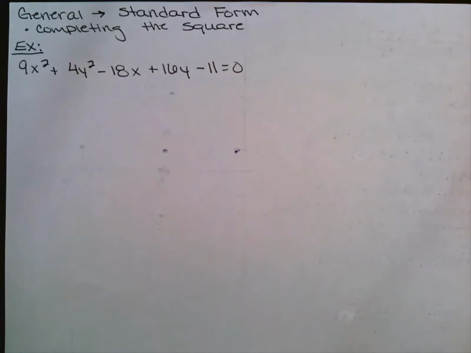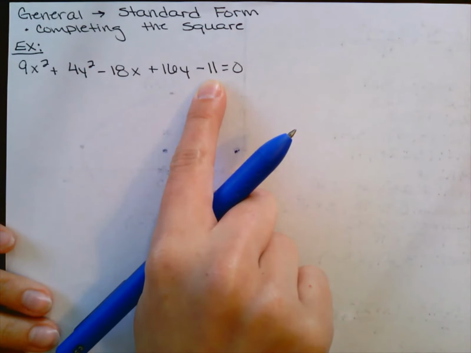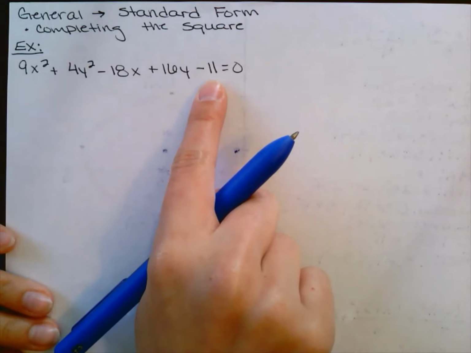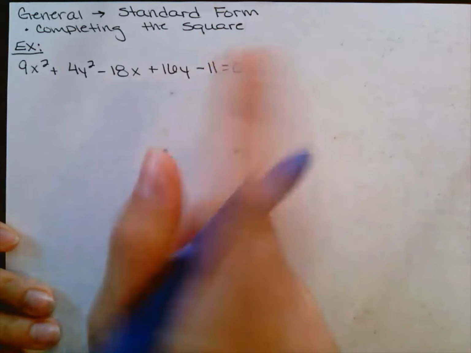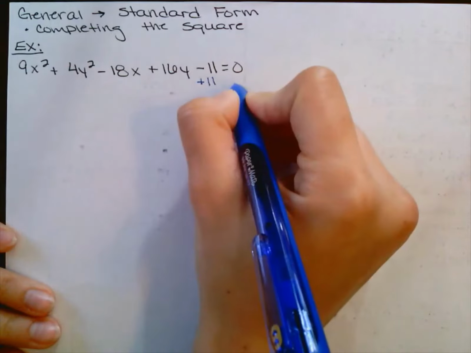So I look at this equation, it's very clear, it's in general form. I'm going to start with the same exact steps as circles. I'm going to move that constant over, and then I'm going to combine like terms, my x's with my x's and my y's with my y's, okay? So add the 11.